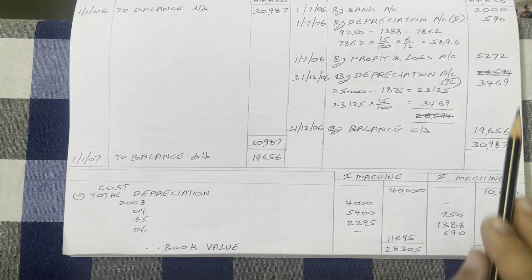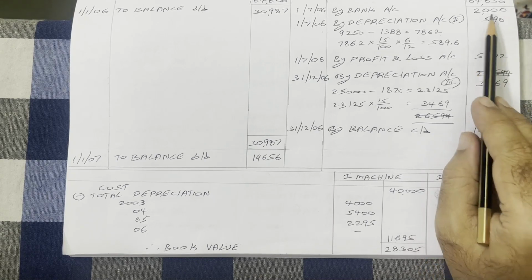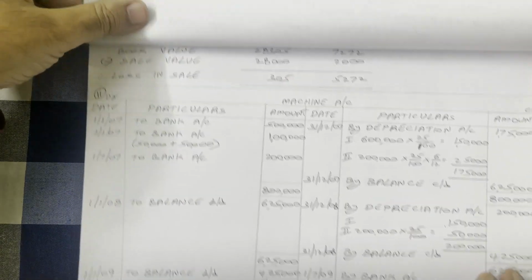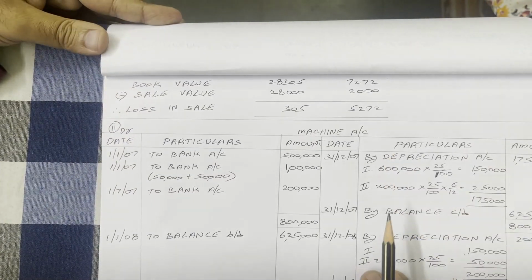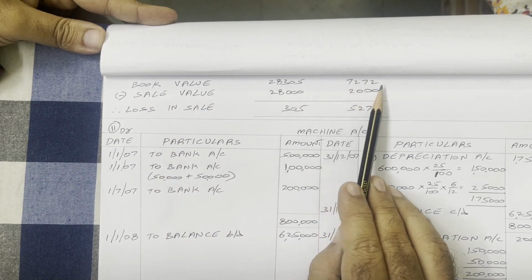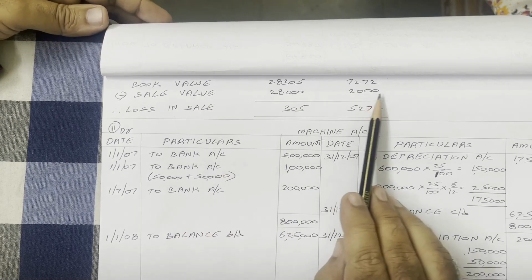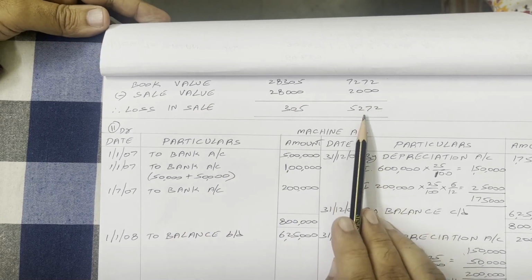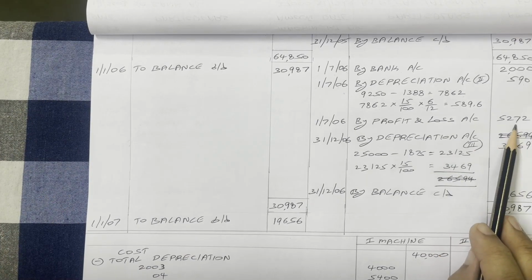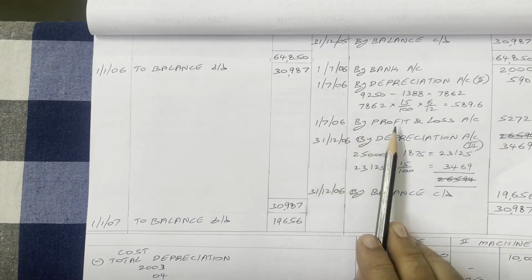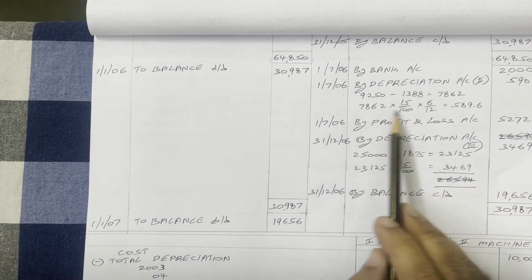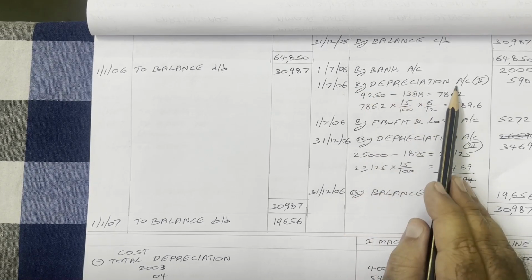This asset they sold for how much? 2,000 rupees. So they sold for less, therefore there is a loss. Here I have shown that loss: book value of the second asset 7,272 minus sale value 2,000 rupees, so the loss is 5,272. Now on the credit side we should write, on the sale date, by profit and loss account, the loss amount. Now the second asset sale related adjustments are completed.